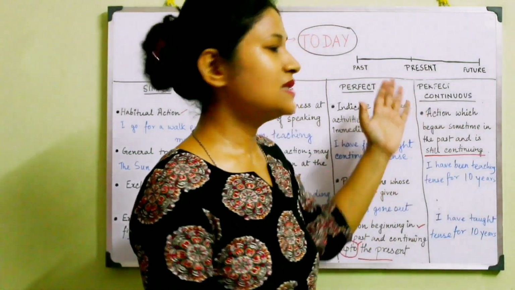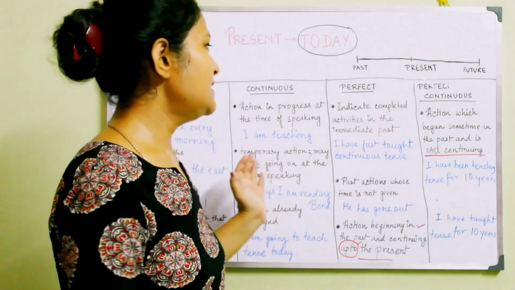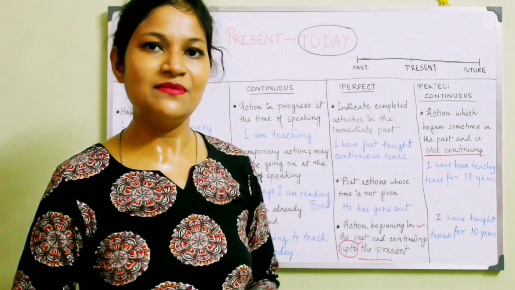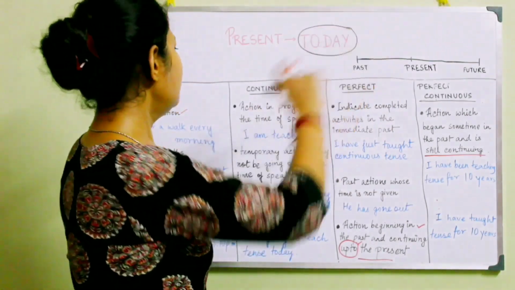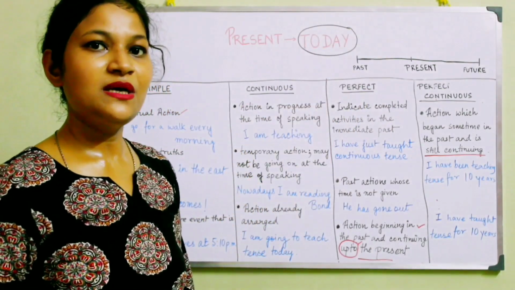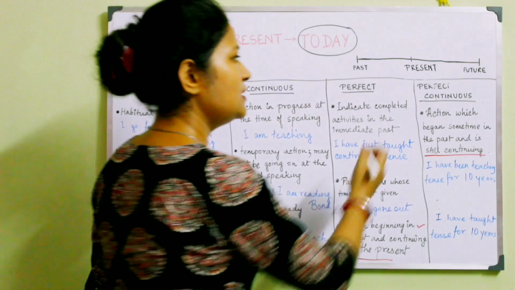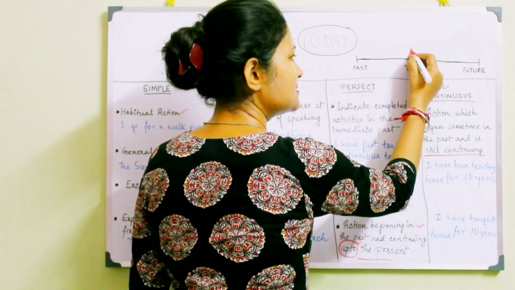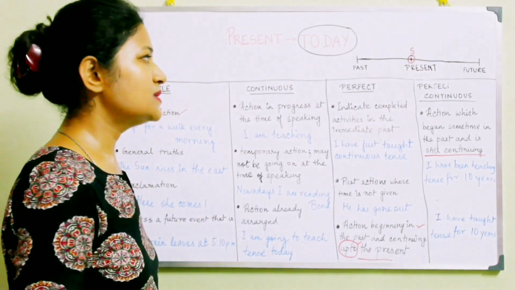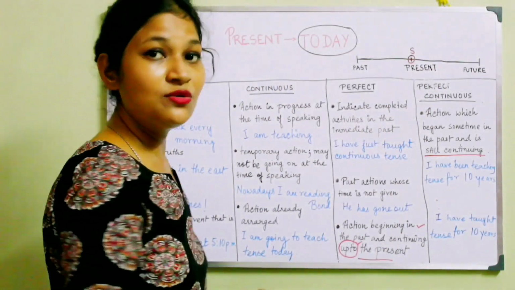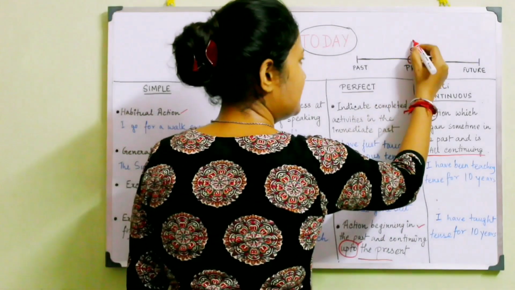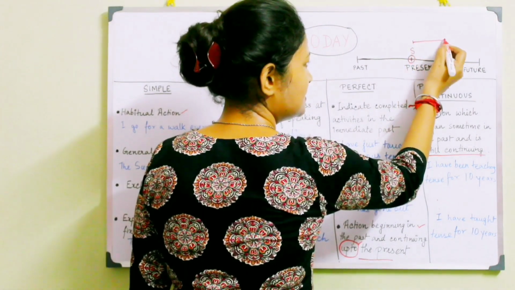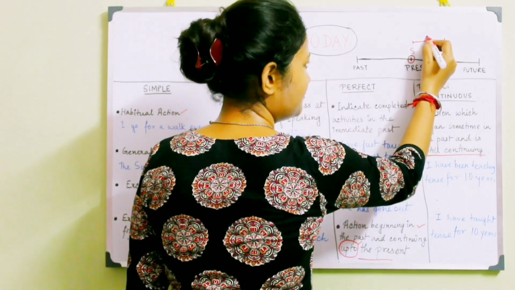I've drawn a time scale here, and we will place each of these tenses in the time scale. So for the simple present tense, it takes place always at the very moment. So we'll place it here. So the time frame for the simple present tense is this. The continuous tense, which is continuing into the future. So the time frame for the continuous tense is from the present into the future.